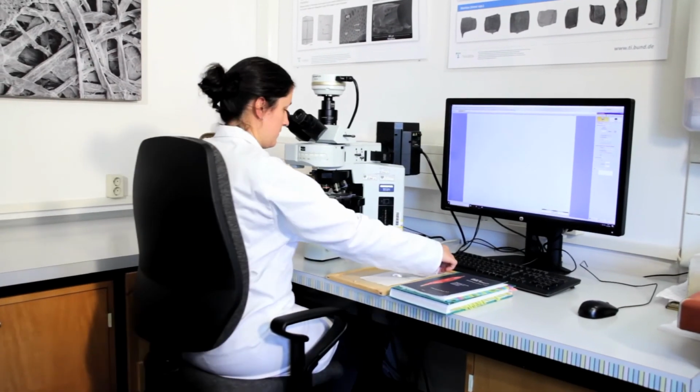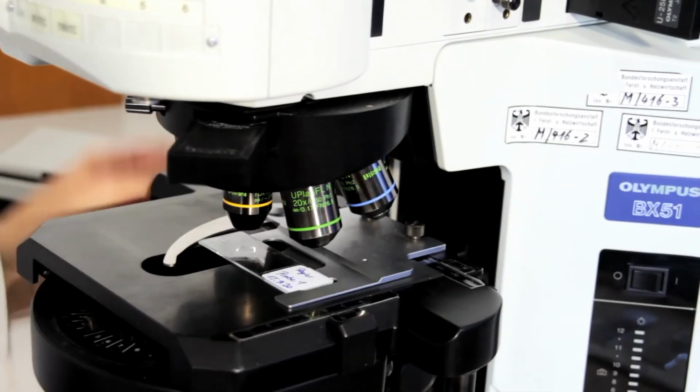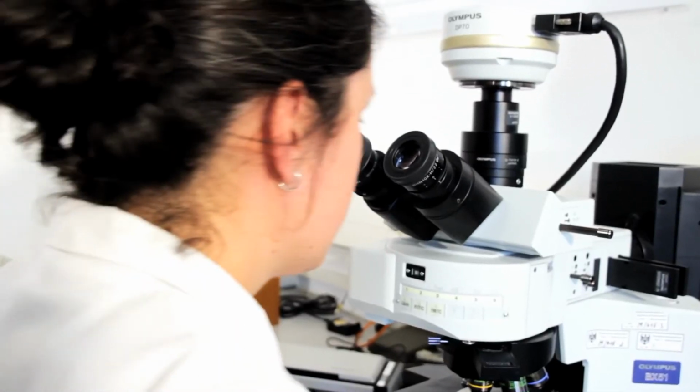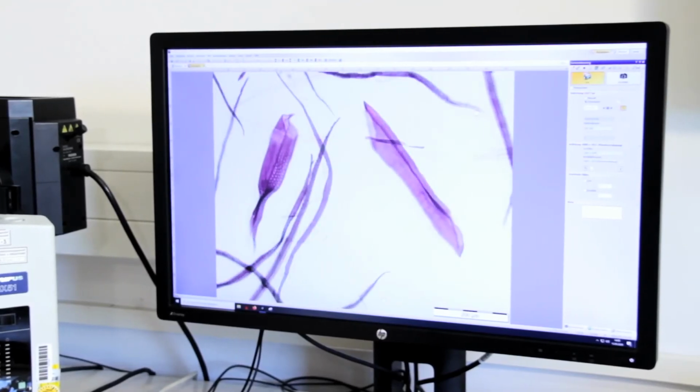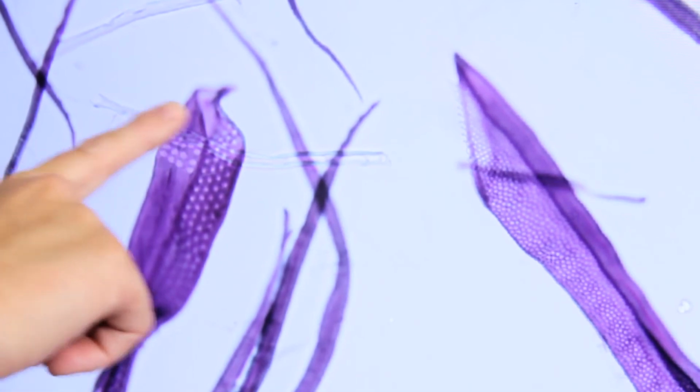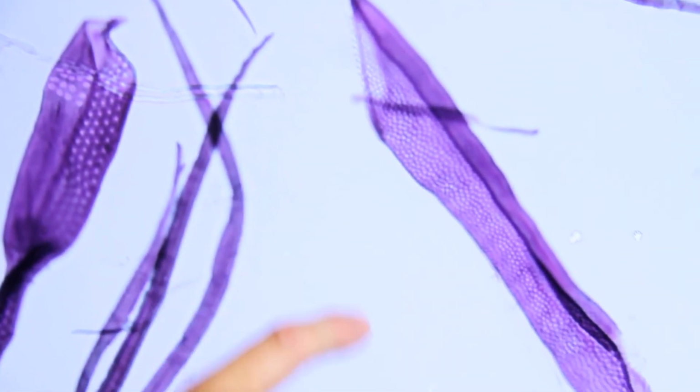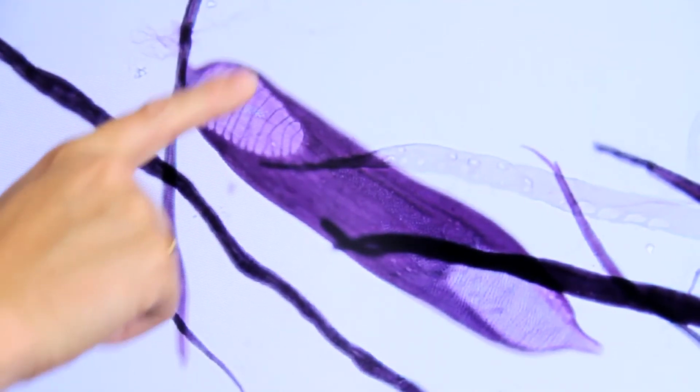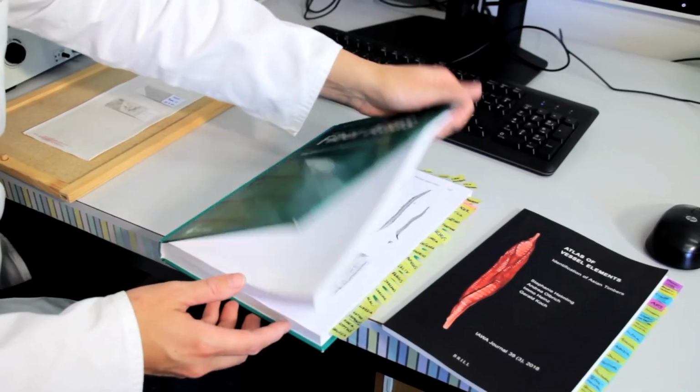For identification, we scan the slide row by row and look at the vessel elements. What does the vessel-ray pitting look like? Are the pits all the same or do they differ? Does the vessel element have scalariform perforation plates?